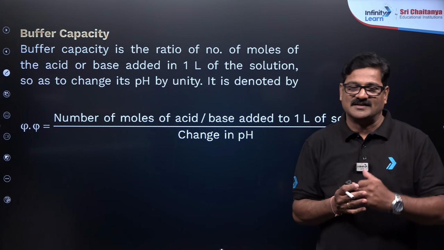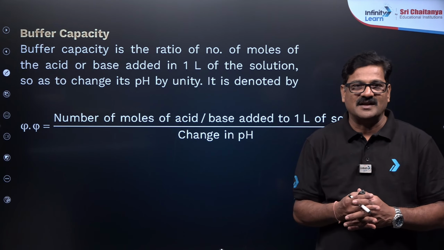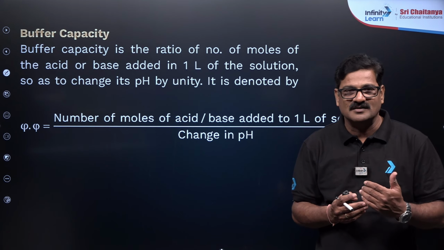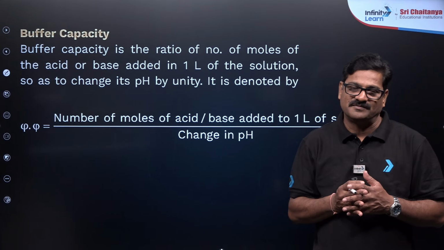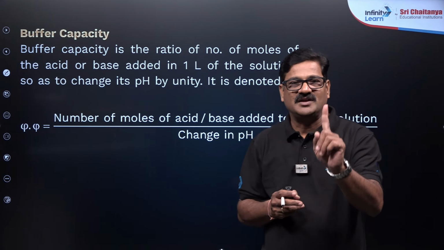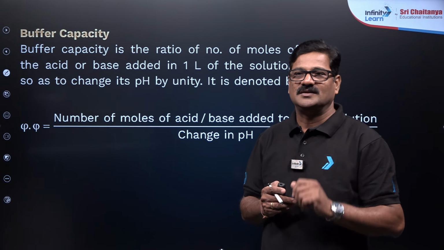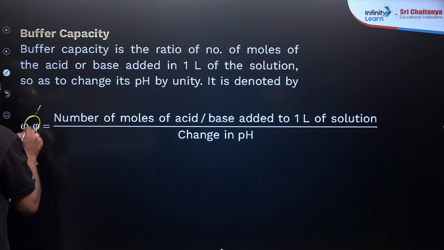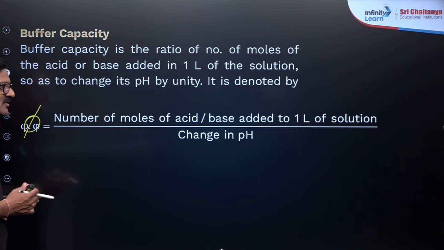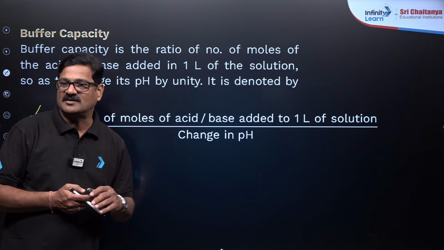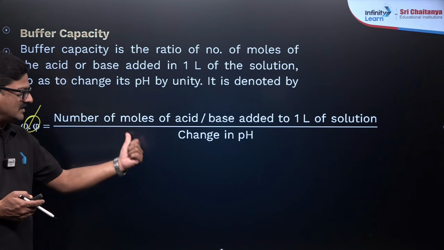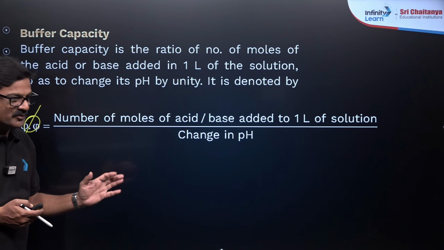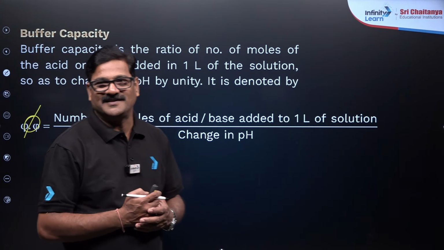Buffer capacity is defined as the number of moles of an acid or a base that needs to be added to a liter of buffer to change the pH by 1 unit. That is, the number of moles of an acid or a base that has to be added to 1 liter of the buffer solution to change the pH. So buffer capacity is very important for NEET type of examinations.